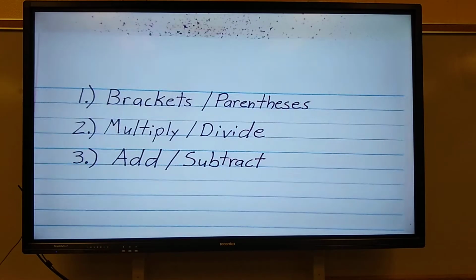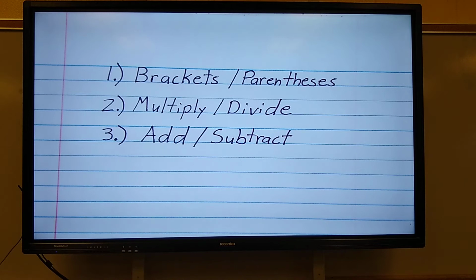Now we're going to do some order of operations practice. Remember the steps to order of operations. Brackets and parentheses first, left to right. And then inside the brackets and parentheses, you also must follow the number 2 and number 3 rule. Then after I do all that, number 2, multiply, divide, or divide, multiply, left to right. And then number 3, add or subtract, left to right. Whichever comes first. So, let's practice a few of these.